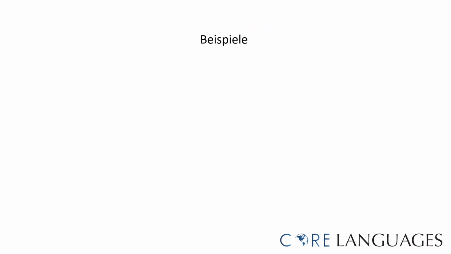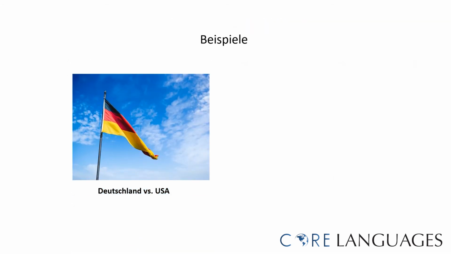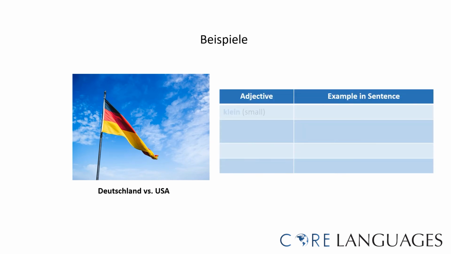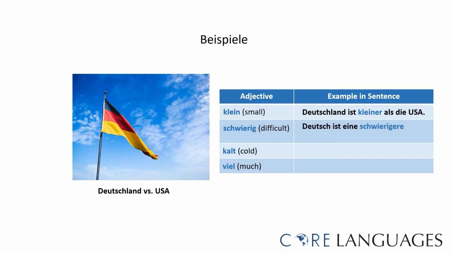Here are some Beispiele. Let's compare Deutschland and die USA. For example, I can use the adjective klein, small, schwierig, difficult, kalt, cold, and viel, which is much. Deutschland ist kleiner als die USA. Germany is smaller than the United States.